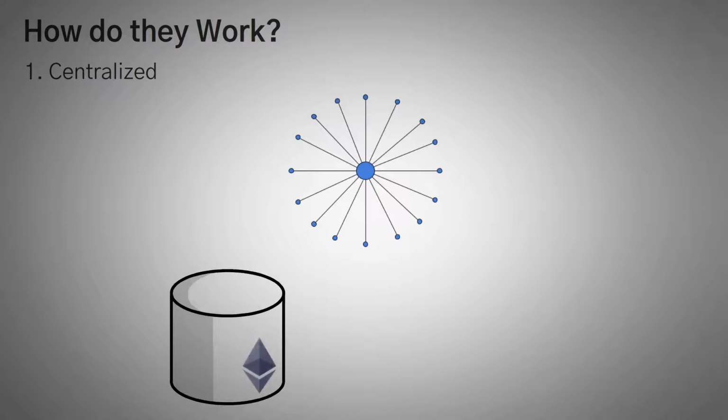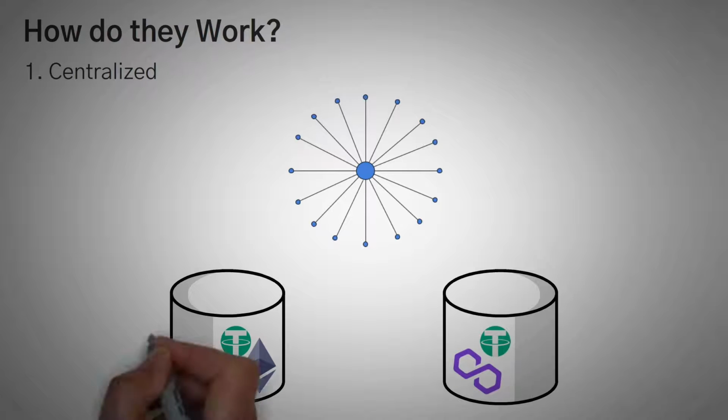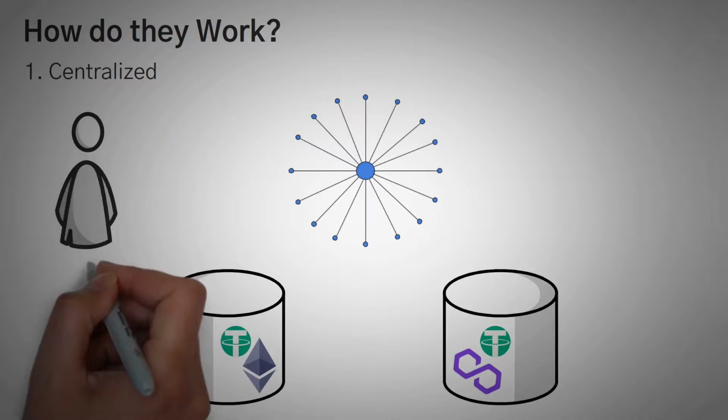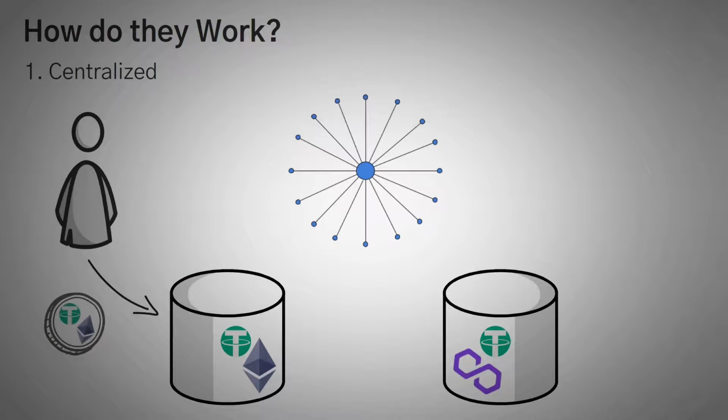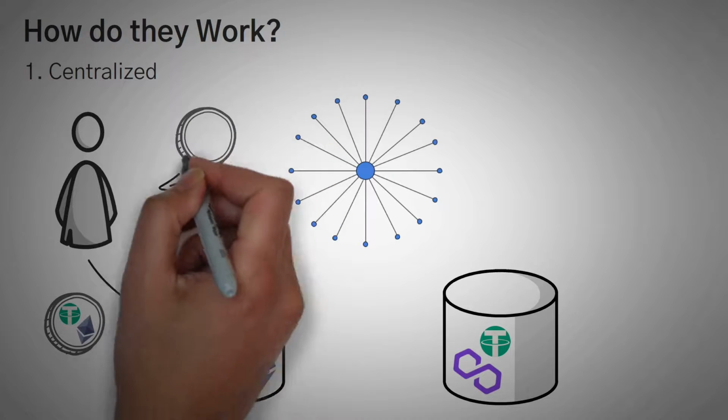In a sense, there is a large pool of Ethereum Tether and a large pool of Polygon Tether. Both are Tether representations on each network. Now you should know here, sometimes instead of a pool, it's literally a company or a person, but usually it's a pool. Now when you go to deposit your Ethereum Tether, it gets added to the Ethereum Tether pool, and then the centralized authority will send you an equivalent amount of Polygon Tether, which actually gets taken out of that pool.